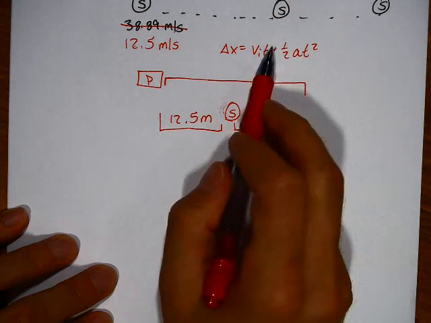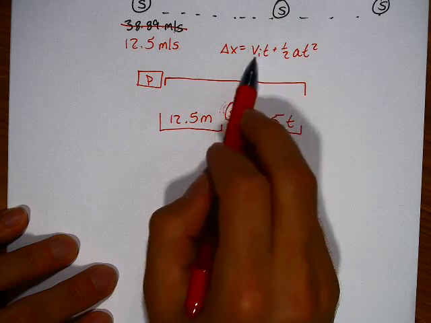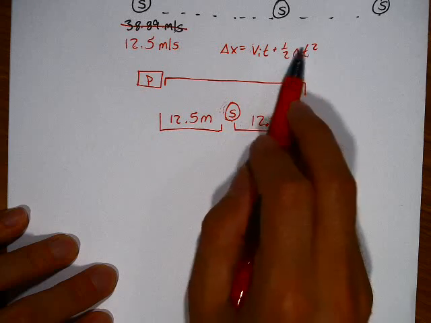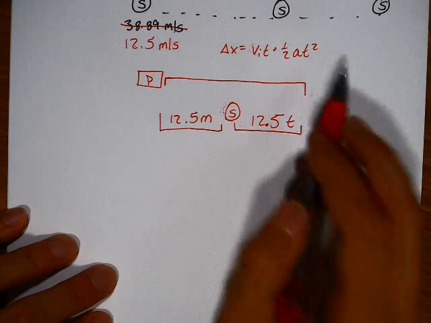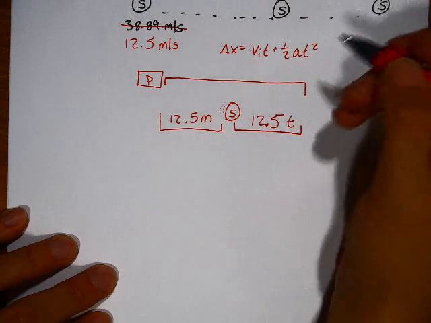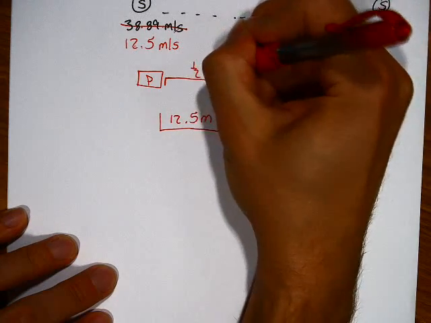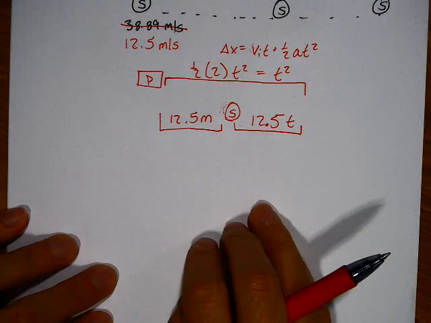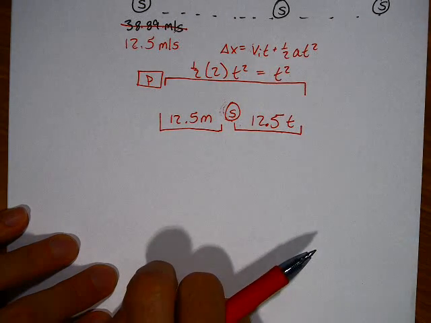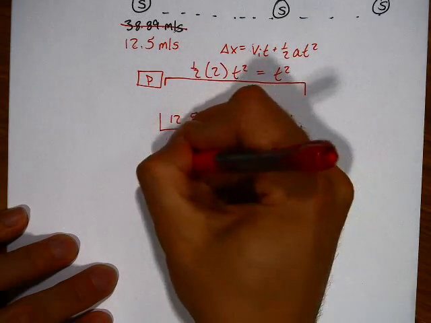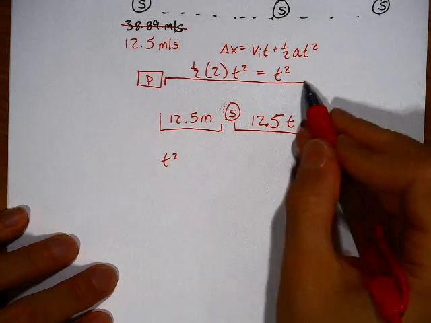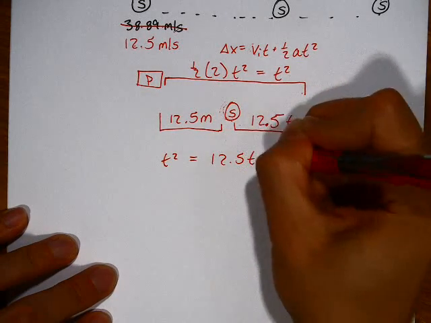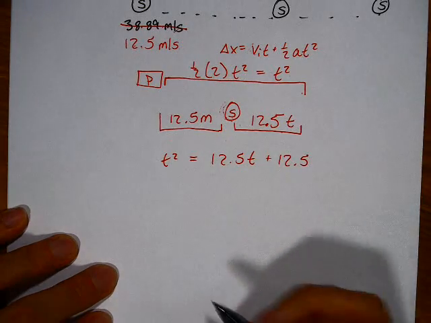we use this kinematic equation, realizing that now in this new frame of reference, Vi is 0. Therefore, the delta x, this distance, is just going to be 1/2 times a times t squared, which simplifies to just t squared. That's a distance. Basically, this t squared has to equal the 12.5 t plus the additional 12.5 meters.